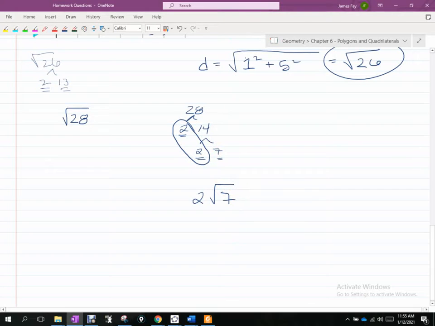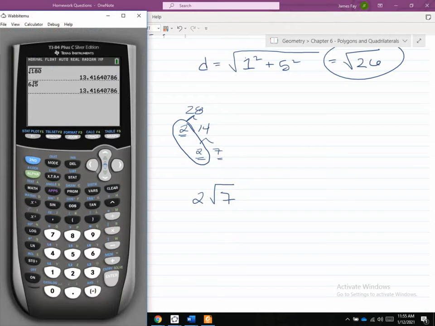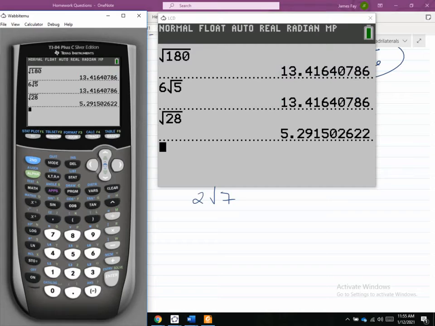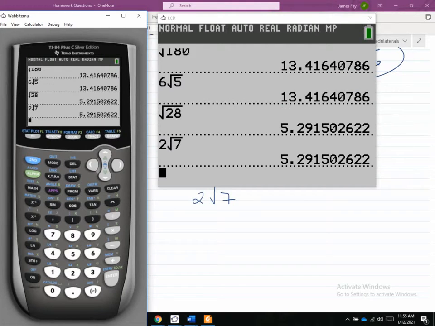So radical 28, if you were to use your calculator to verify this, a lot of your calculators won't simplify radicals for you, but you can simplify them by hand and then type in your two versions. So radical 28, see if I can edit that one. No. So if I go radical 28, and it gives me that decimal, and then 2 radical 7 gives me that decimal. And because those decimals are the same, then I know that I have equivalent formats for the radicals here.